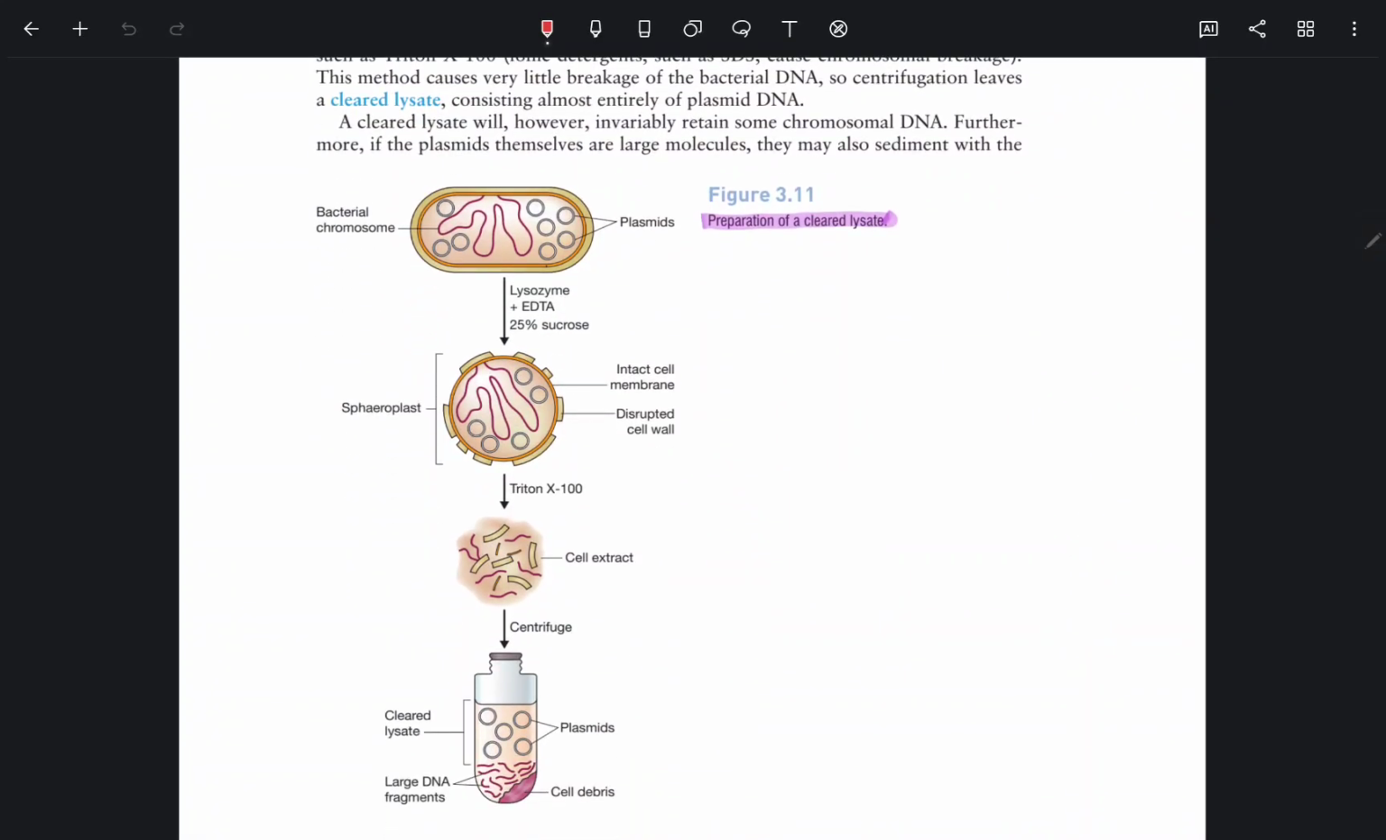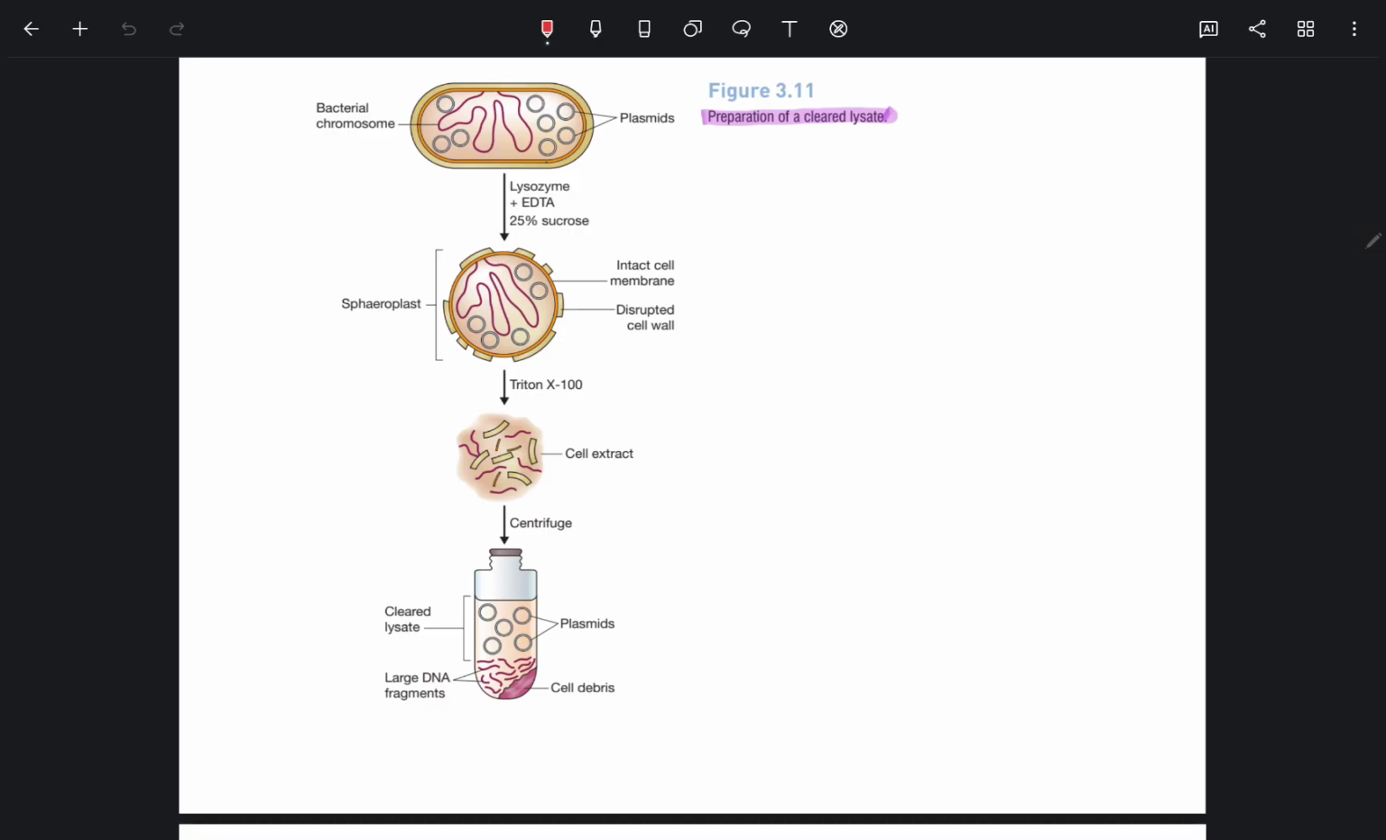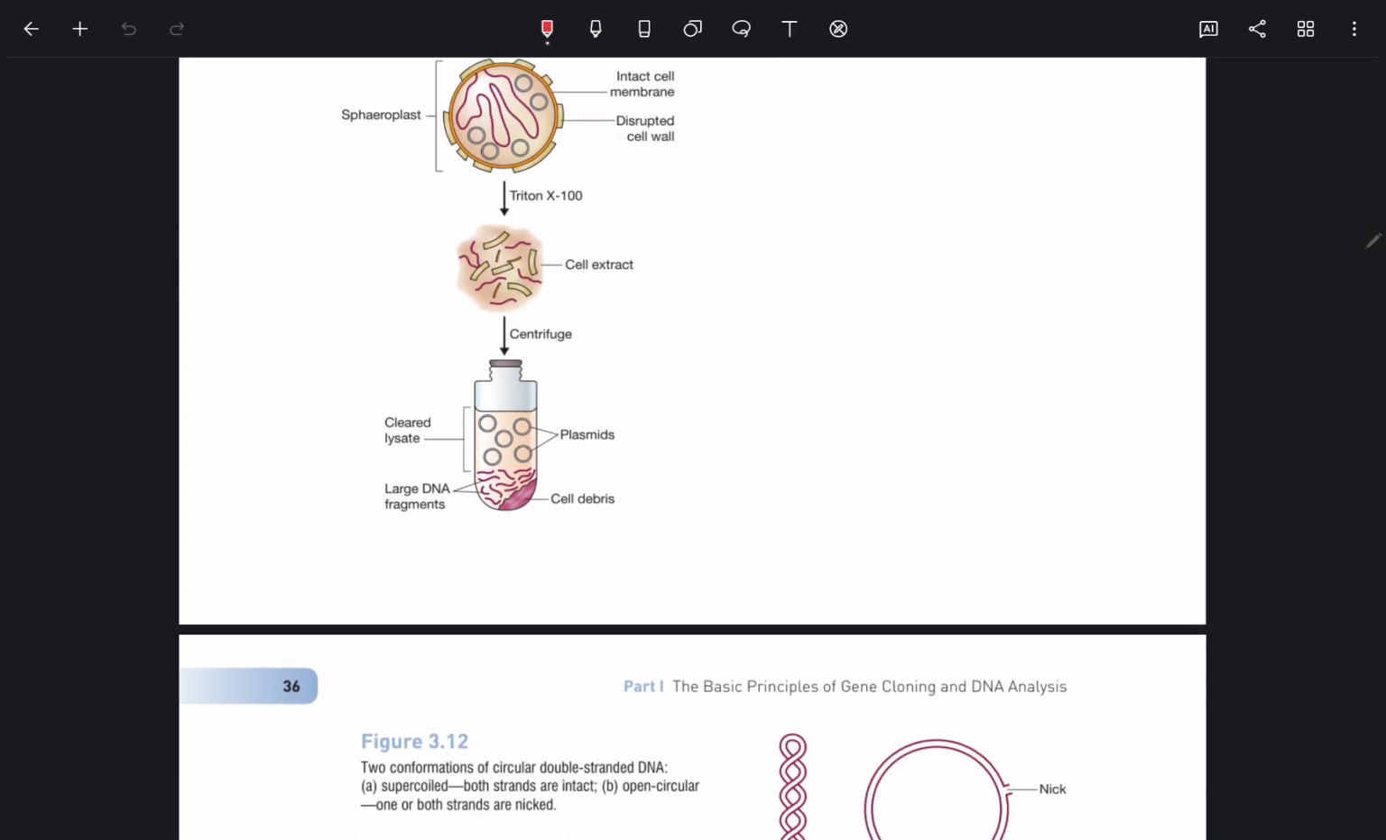Preparation of cleared lysate. The bacterial cell going through the EDTA, lysozyme and 25% sucrose gives rise to spheroplast, with intact cell membrane but disrupted cell wall. And this spheroplast going through Triton X-100 gives rise to cell extract, and this cell extract going through a centrifuge gives rise to cleared lysate: plasmids, large DNA fragments, cell debris.